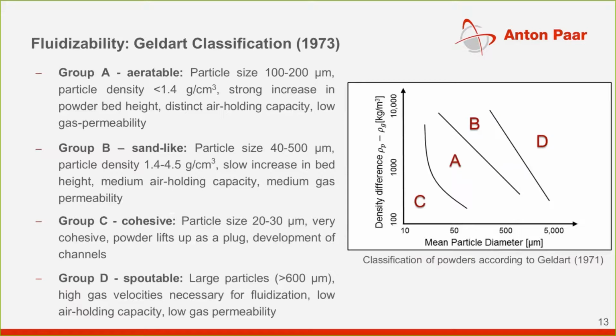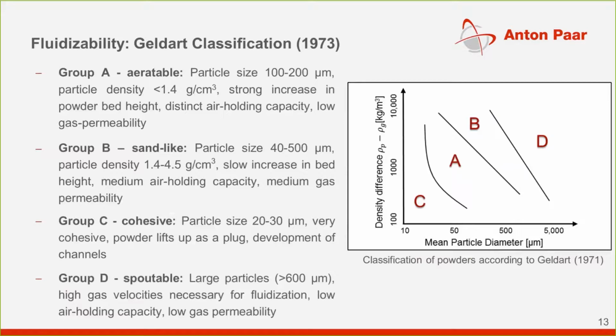In group B, we're talking about sand-like behavior. So again, we have a particle size of about 40 to 500 microns, with the particle density as stated here, 1.4 to 4.5 grams per cubic centimeter. When these powders are fluidized, they will show a relatively slow increase in bed height and a less pronounced increase in bed height as before. They have a medium air holding capacity or air retention, so the air that remains in the sample for a while is less than for the group A, but they have a higher permeability than the group A shows.